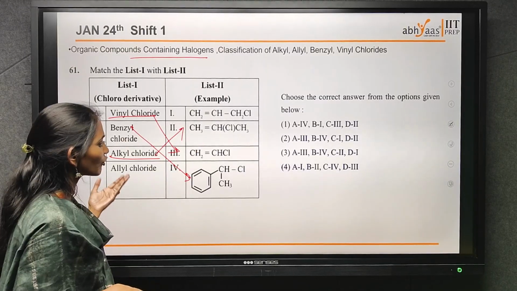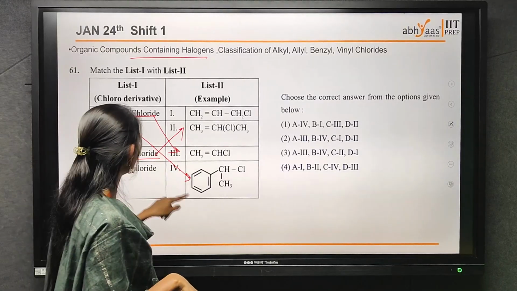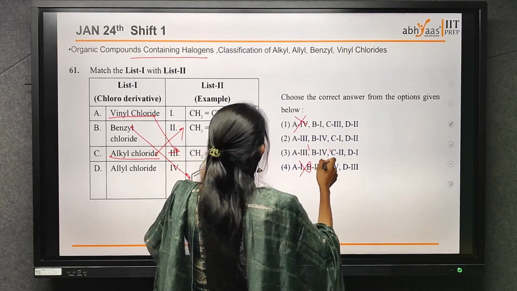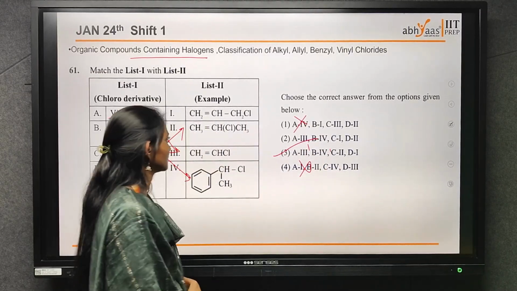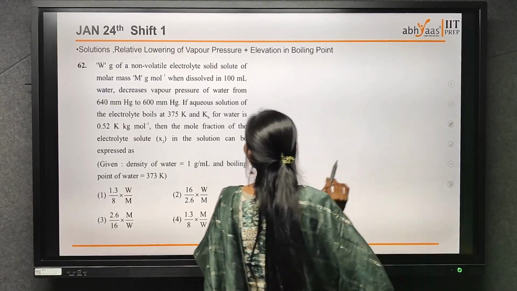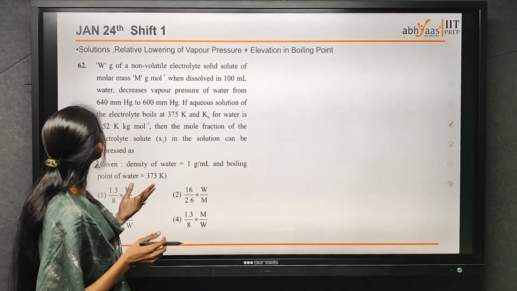So if you know 1, 2 options, you can answer easily. A3, B4, so you can eliminate here. A3, B4, C2. So option 3 is your answer, right? Match the following questions, you will get one more. Moving on to next question.